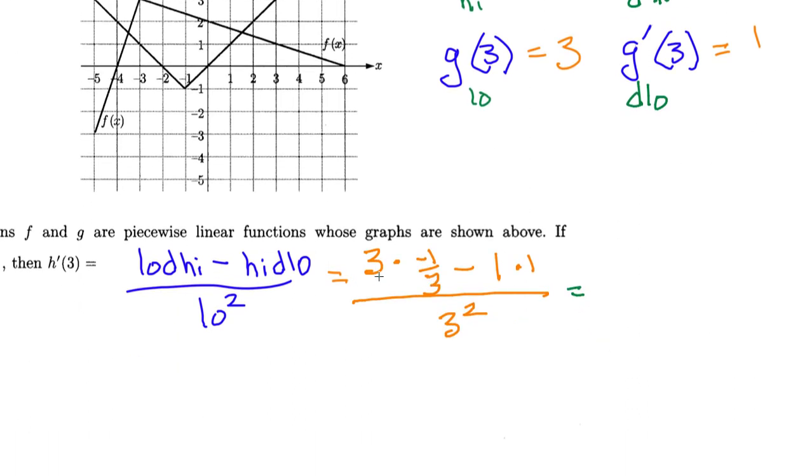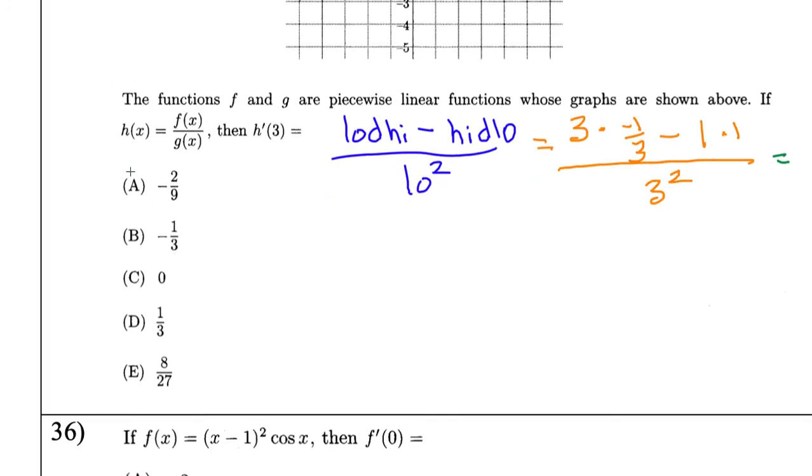When I simplify, 3 times negative 1/3 is negative 1, minus 1, all divided by 9. That's going to be negative 2/9. So come back over here. The answer is negative 2/9. Correct answer is A.